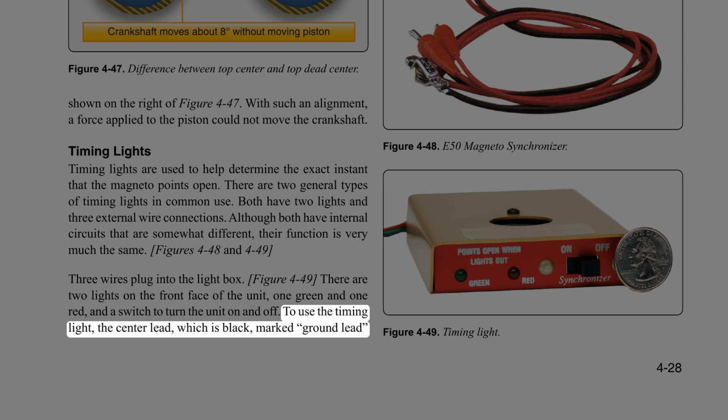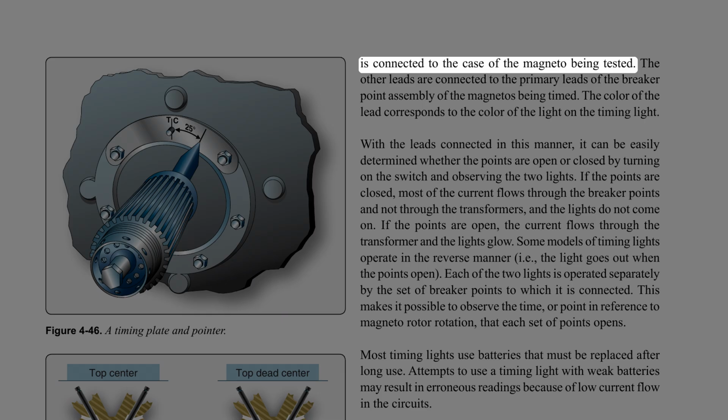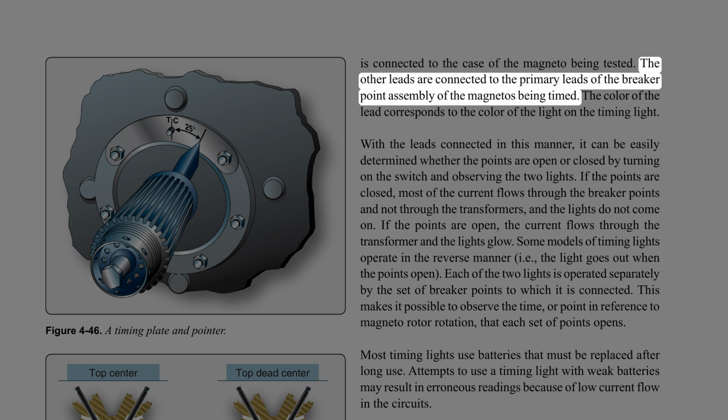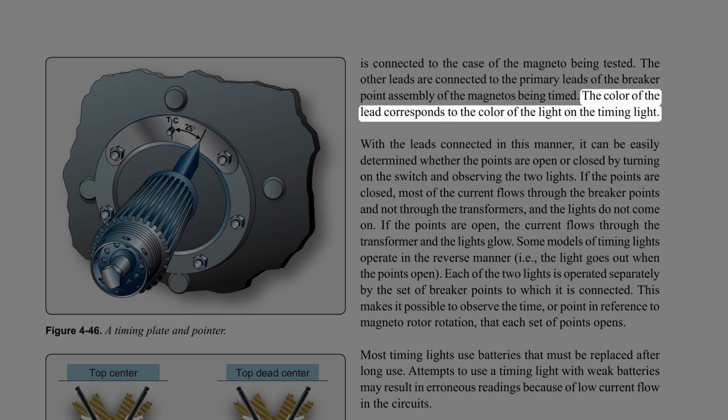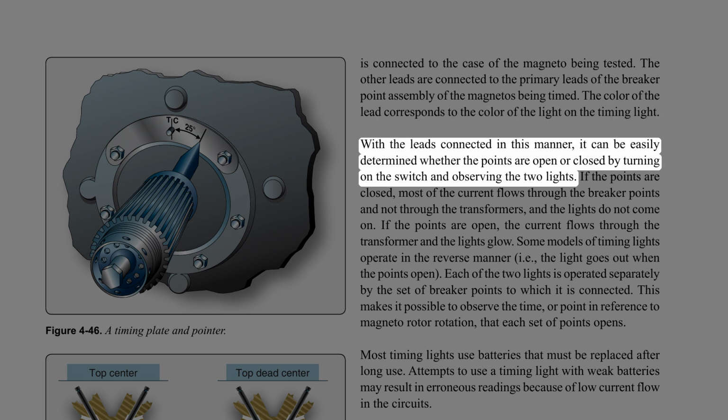To use the timing light, the center lead, which is black, marked ground lead, is connected to the case of the magneto being tested. The other leads are connected to the primary leads of the breaker point assembly of the magnetos being timed. The color of the lead corresponds to the color of the light on the timing light. With the leads connected in this manner, it can be easily determined whether the points are open or closed by turning on the switch and observing the two lights.